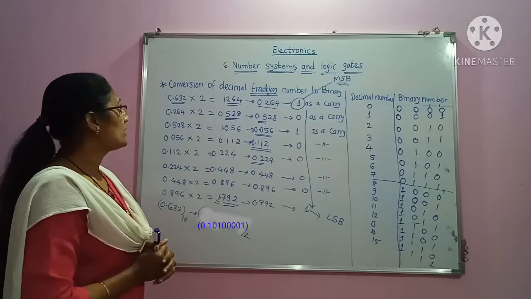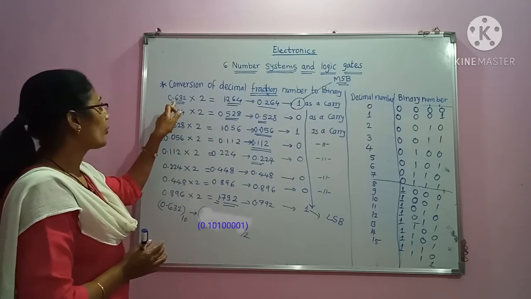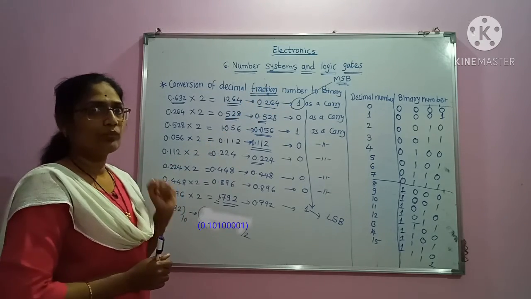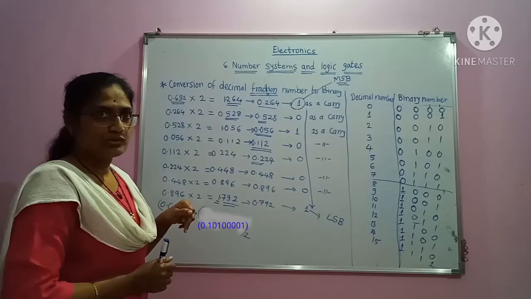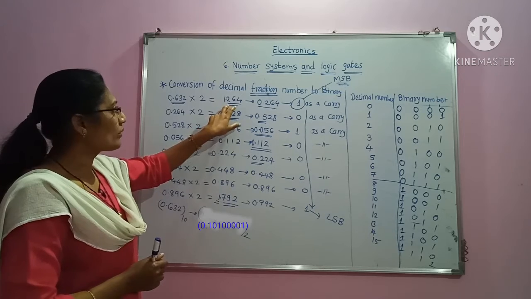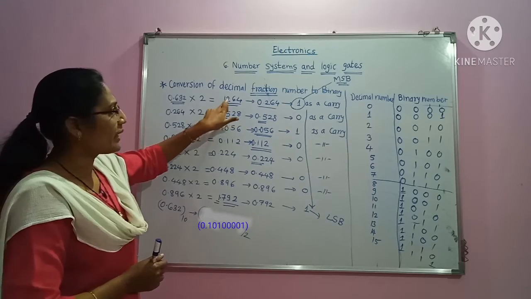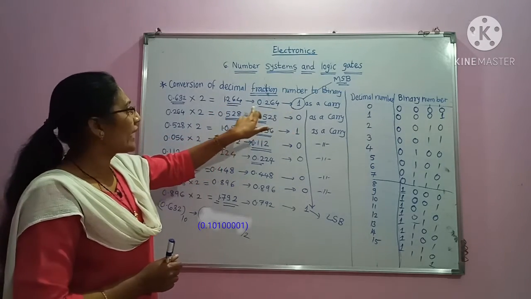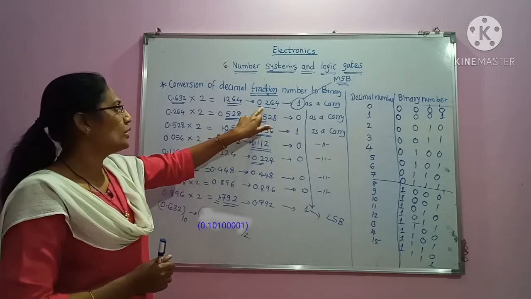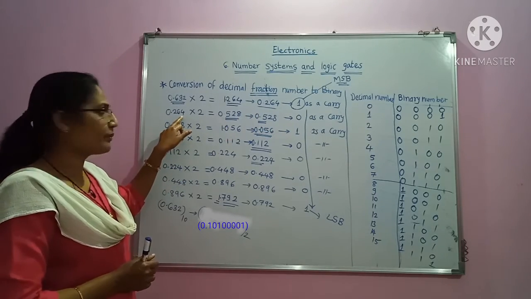So what is the procedure? We have taken one decimal fraction number and it is 0.632. While converting a fraction to binary, I have to multiply by 2 in each step. Then I will obtain a number. It consists of a fraction part and an integer part. I have to write this integer part as a carry. Then this fraction part I have to take for further multiplication by 2. So I have taken this 0.264 and again I have multiplied it with 2.